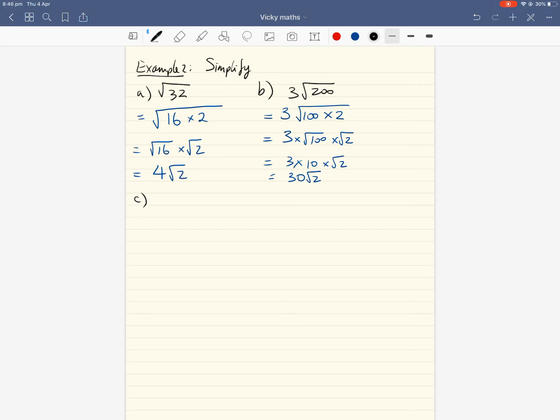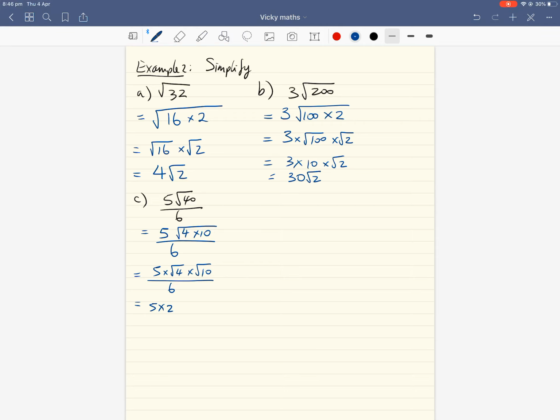Let's do another one. C, 5 root 40 over 6. Leave the coefficients alone, so leave the 5 and 6 alone. Let's deal with the surd. Can we write the square root of 40 as a product of a perfect square and something else? 4 and 10 gives me 40. So then let's apply the surd product pattern. It becomes root 4 times root 10.